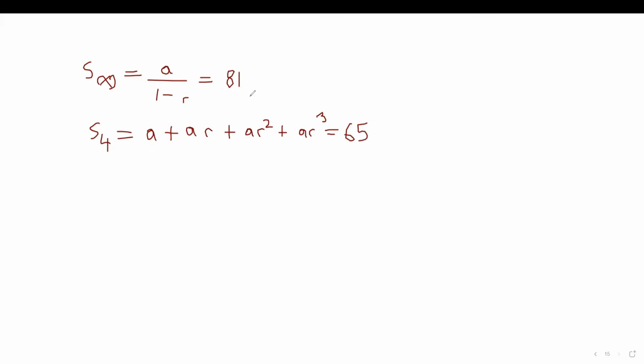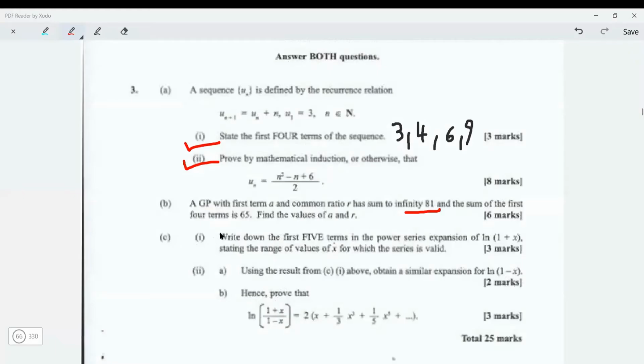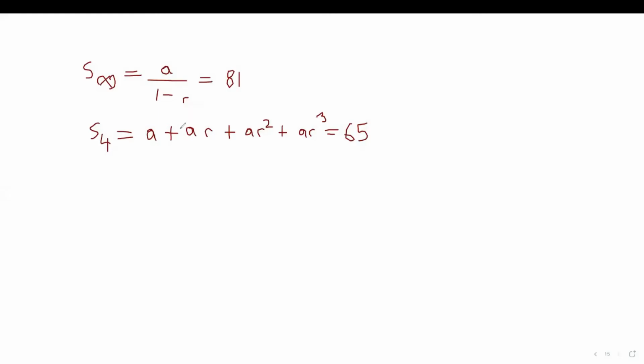Just one question. How did you get the 65? Is that another part of the question? Oh yes, let me show you. They said right here that the sum of the first 4 terms is 65. Okay, understand. That's why we add the first term, the second term, the third term, and the fourth term. We add them, we get 65. All right, so that is why we have that.